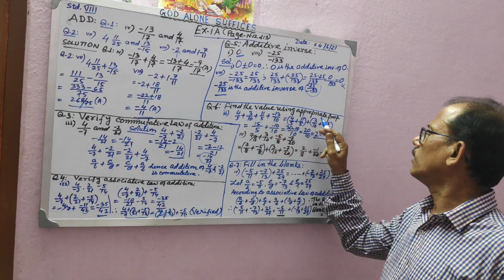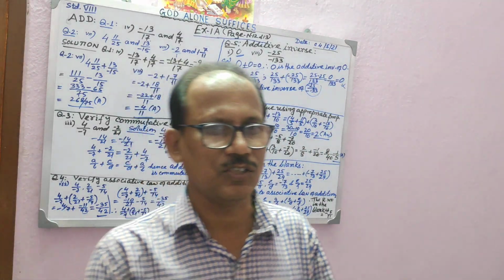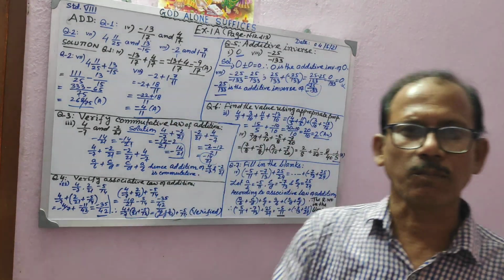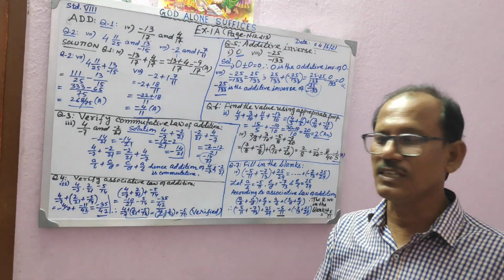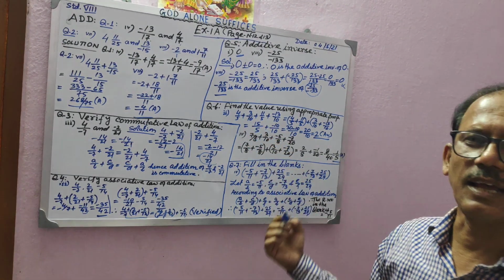Moving on to question number 6. Find the value using appropriate property. What you need to do? How will you find out the addition? See, there the properties help you out. You implement the proper property, and solving the question will be easier. You need to do a little bit of distribution and make it under associative property.